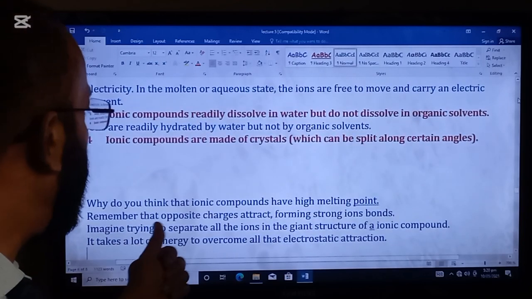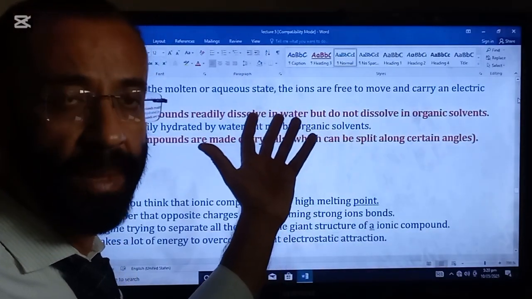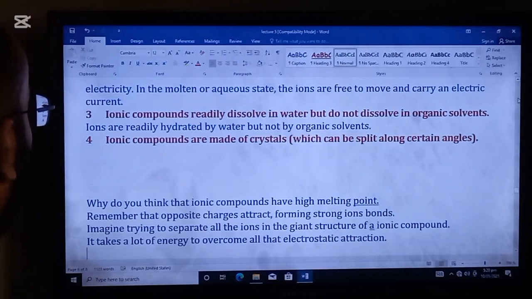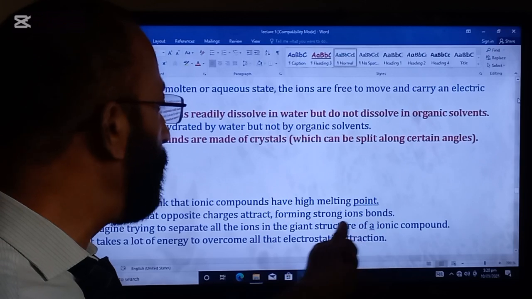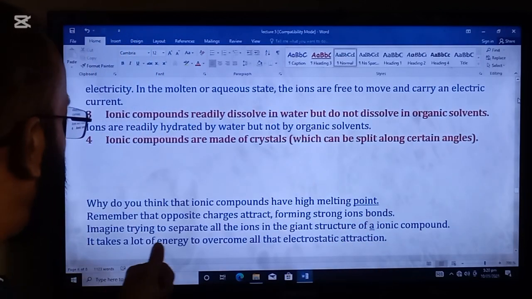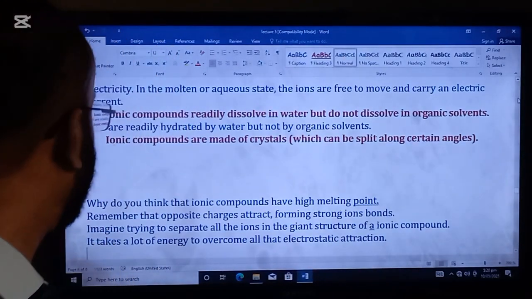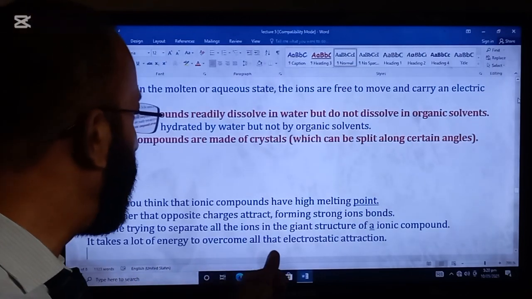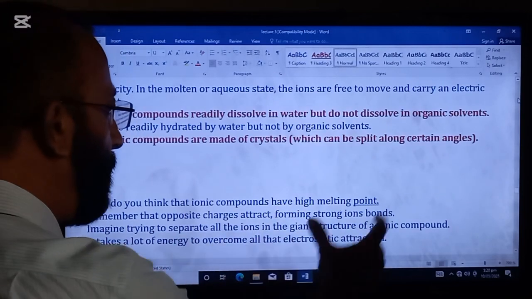Why do you think that ionic compounds have a high melting point? The explanation is given above, which we have read. Just remember that opposite charges attract, forming strong ionic bonds. Imagine trying to separate all the ions in the giant structure of an ionic compound. It takes a lot of energy to overcome all that electrostatic attraction. So this is the reason ionic compounds have a high melting point.